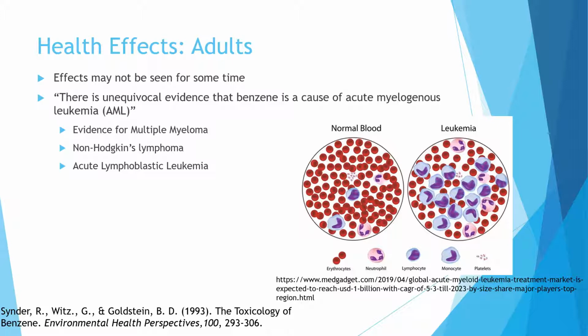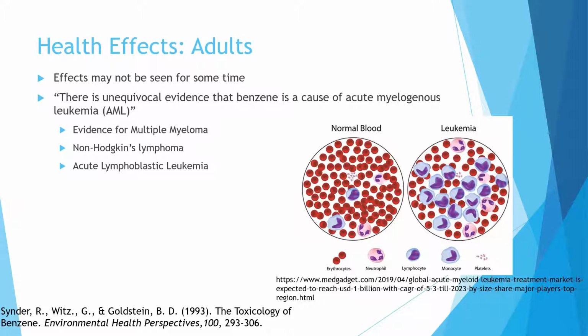And I think this quote's super important. It's from this paper by Snyder, Witz, and Goldstein. And it says, there's unequivocal evidence that benzene is a cause of acute myelogenous leukemia. That is huge. That means benzene causes AML. There's no other way to say that. And if you're exposed to benzene a lot, there's a very high chance you'll get AML.